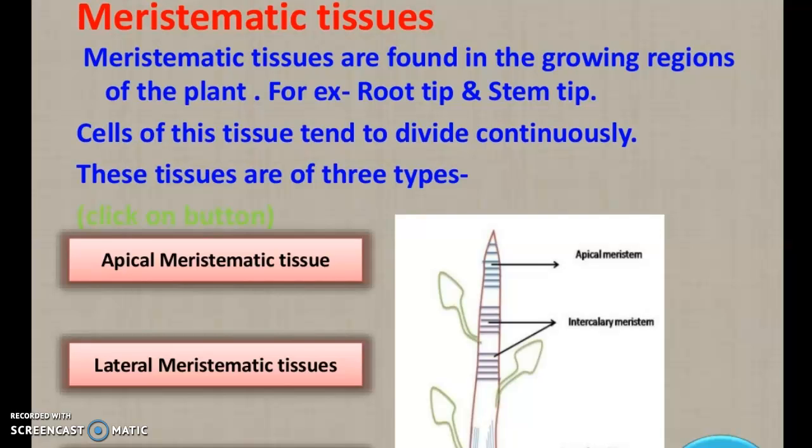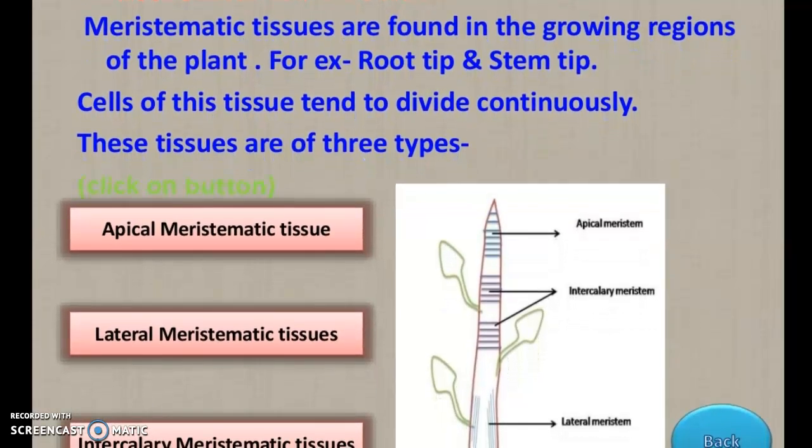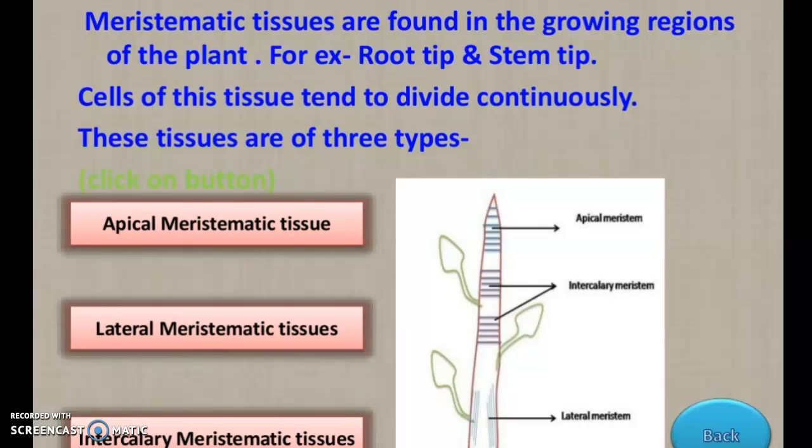So meristematic tissue has been divided into three types: apical meristem, lateral meristem, and the third one is known as intercalary meristem.